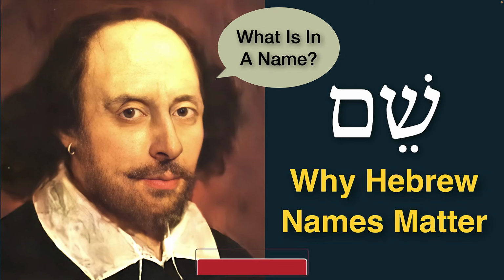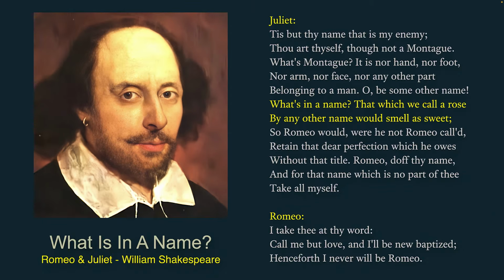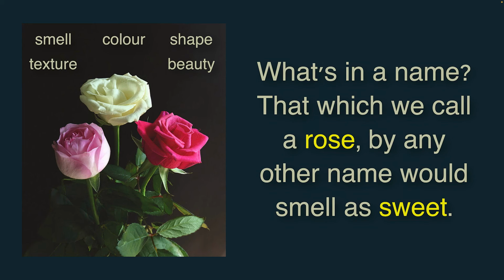This is Moses Gumadi, and in this video, I'd like to talk about this subject of what is in a name, or why Hebrew names matter. Okay, now this is Shakespeare, who wrote the play Romeo and Juliet, besides many other plays, as you might be familiar with. And in this particular play, he introduces this phrase, what is in a name? He puts that in the mouth of Juliet when she speaks to Romeo. And what she says is, what's in a name? That which we call a rose by any other name would smell as sweet.